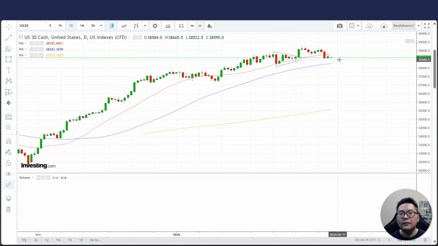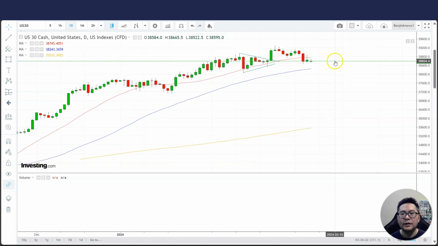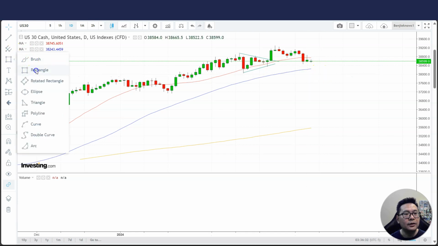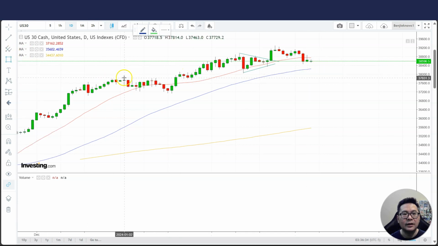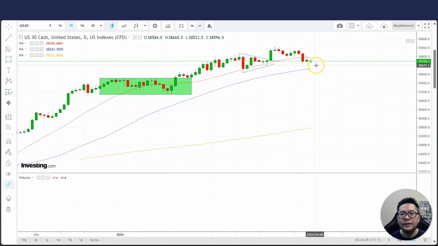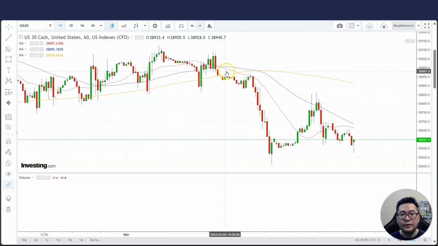Now if the Dow continues to stay above this apex area, there's a possibility that it might go back up. But if it continues to drop, the next area of support you want to look at is perhaps this whole chunk of area, or when it reaches the 50 MA, right? So there is a bit more weakness in the Dow than the S&P 500, maybe because of weakness in Apple and so on.